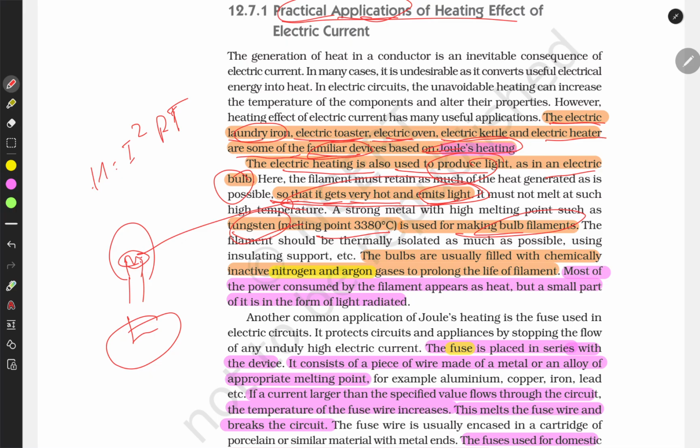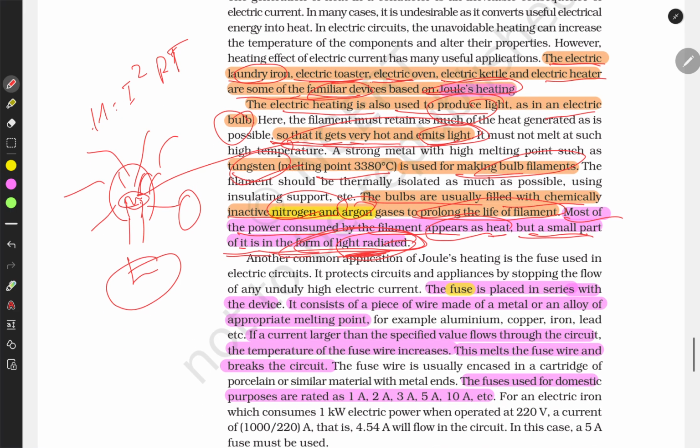It has a high resistivity, and the bulb is usually filled with chemically inactive nitrogen and argon, so it has a prolonged life and does not get oxidized. Most of the power consumed by the filament appears as heat, but a small part of it is radiated as light. So most of the electrical energy goes into heating, and some goes into light. It also warms up the room, and also produces light.